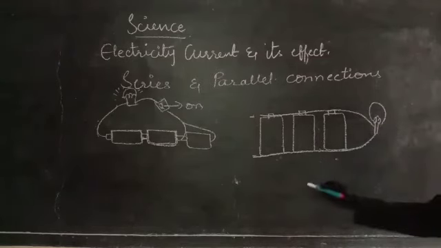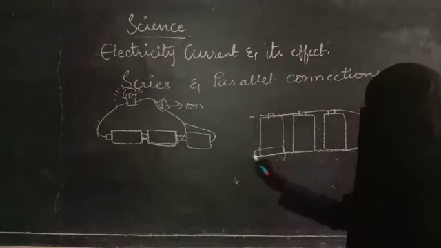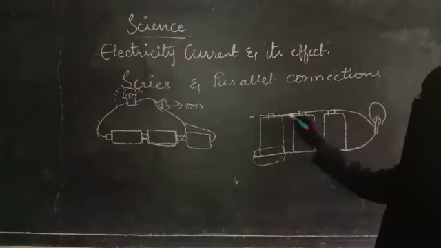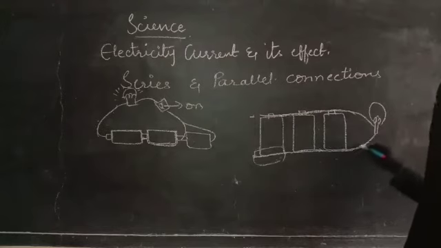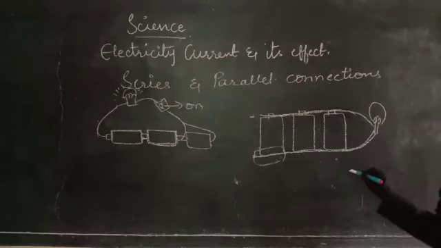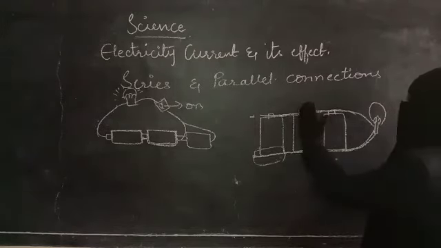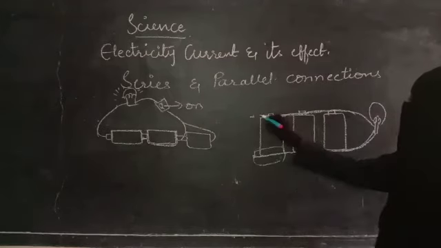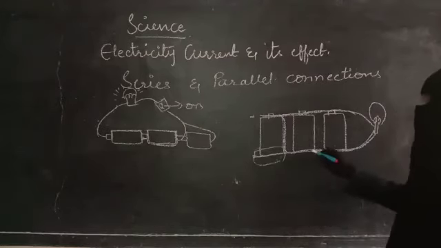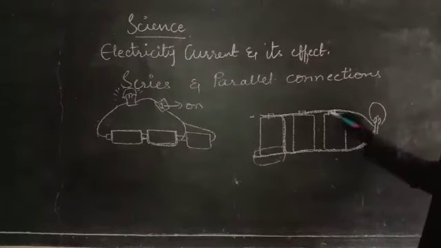So what happens, even if this one is not working? From here the electricity is flowing, from here the electricity is flowing. So automatically the bulb will glow. In the same way, if this is not working, from here the electricity will be coming through to here, and from here it will be moving.